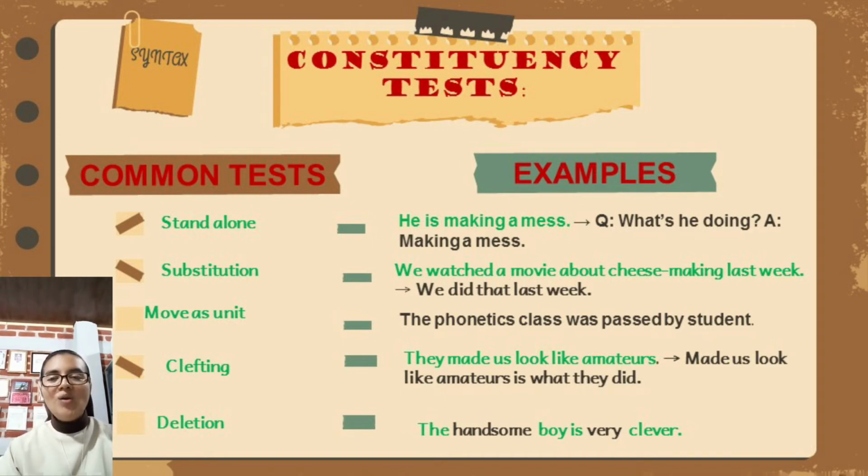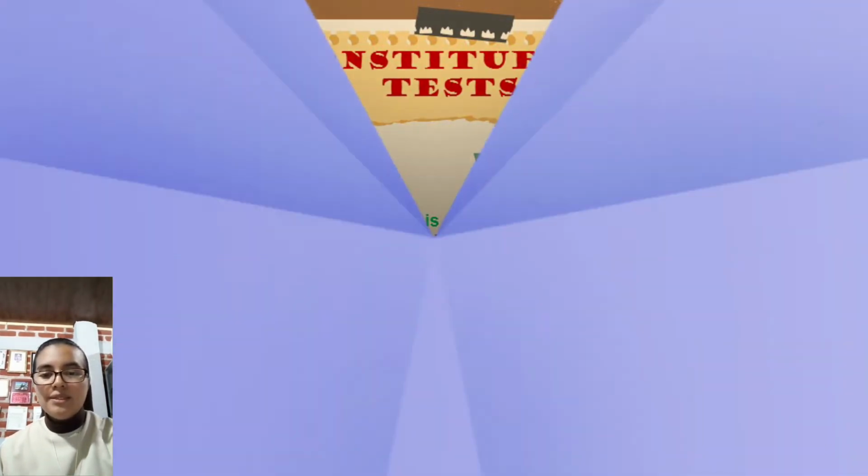Then we have clefting. The clefting test is very important because it involves placing a group of words in a phrase. We provide a clause to give more emphasis in your sentences. Then we have deletion. It's a process of removing one or more constituents of a sentence. We have here one example so you can understand better.